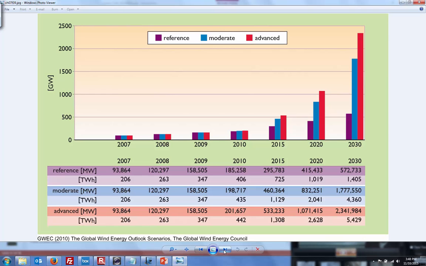Scenario 3 says advanced scenario, which has more ambitious assumptions based on an estimate of the extent to which the wind industry could grow in a best case wind energy vision. So this might be something where wind, for whatever reason, is favored over other renewable energy technologies.